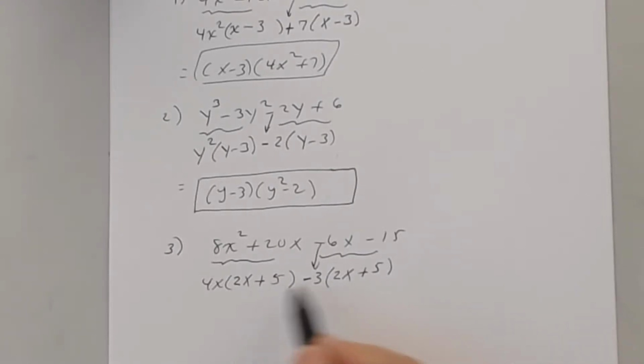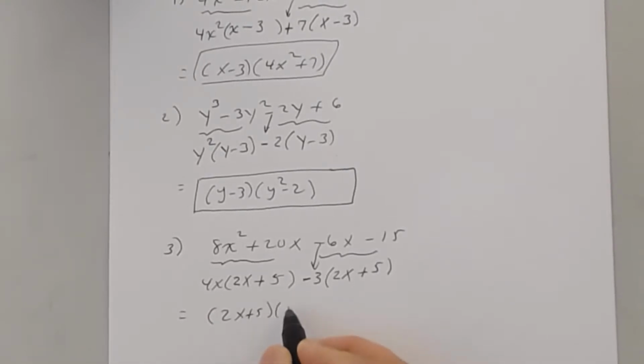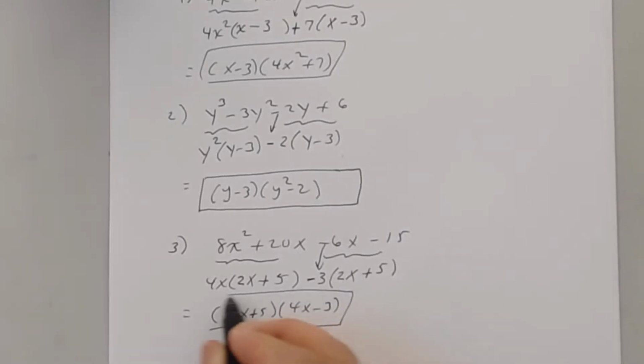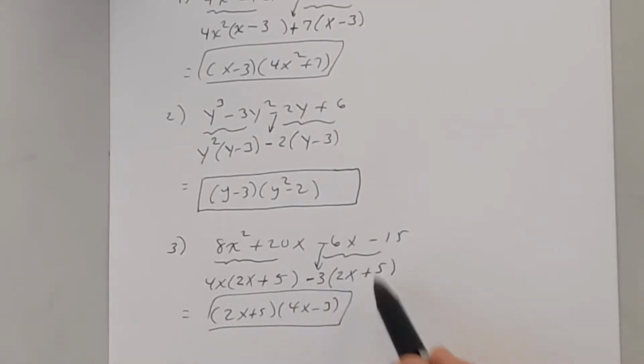All right, now from these two groups, what is the GCF? Okay, so I'm going to get 2x plus 5 times what? And there's your answer. So you factored that polynomial. So you wrote a product. And if you look at those factors, there's nothing else you can do with them.